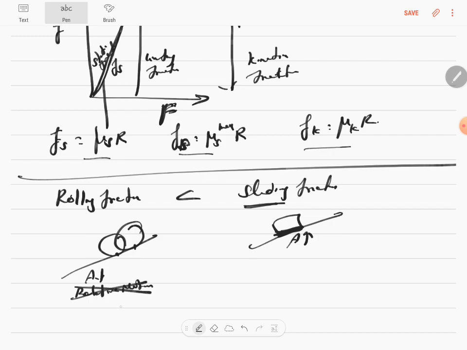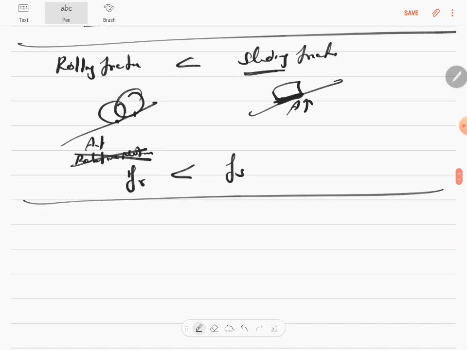This is what makes the rolling friction. Rolling friction is much lesser than sliding friction. So now let's talk about rolling friction.